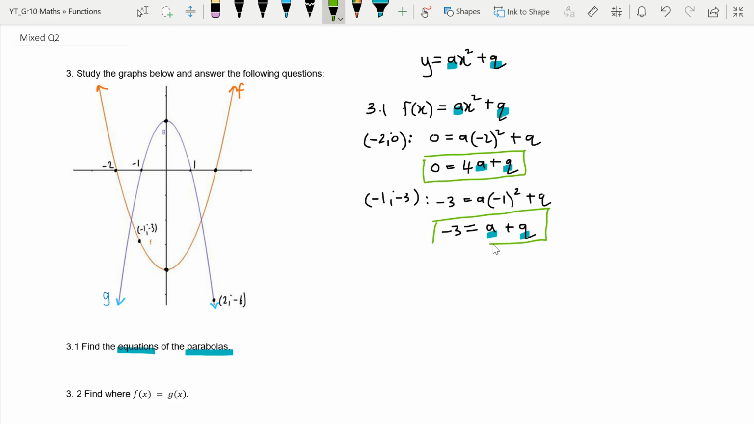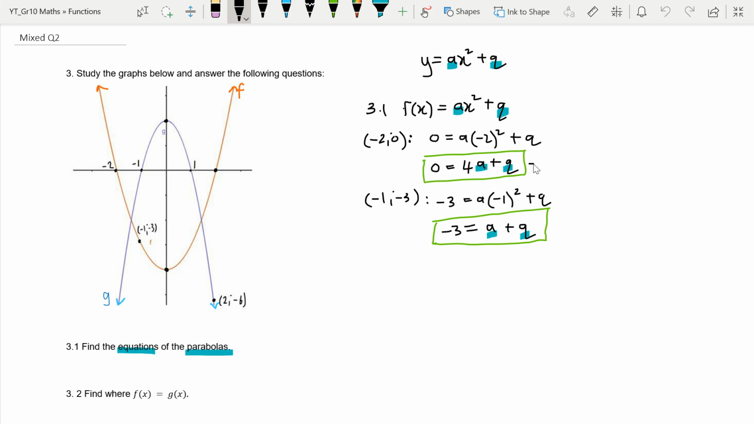Now, please, over here, how you do your simultaneous equations is completely up to you. You can do elimination, you can do substitution, you can do whatever you want. I'm going to just do it in one way. So do it your way and make sure that you are comfortable with simultaneous equations and just make sure that you and I get the same answers.